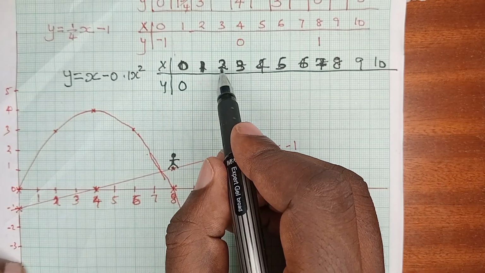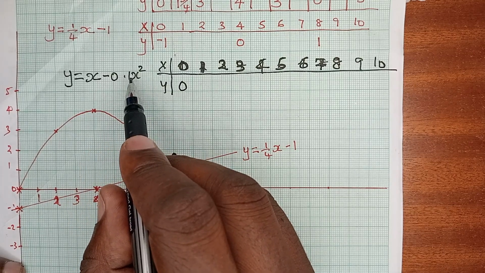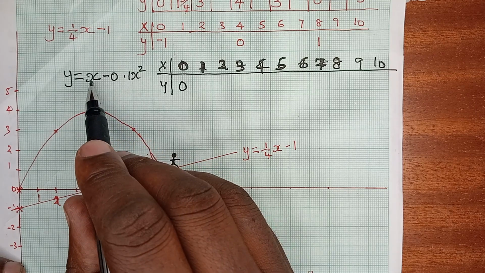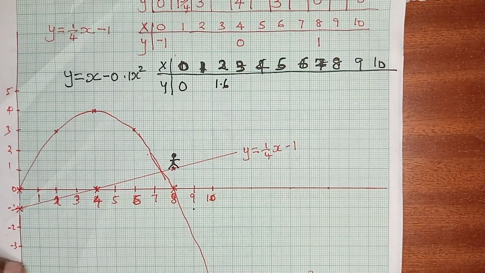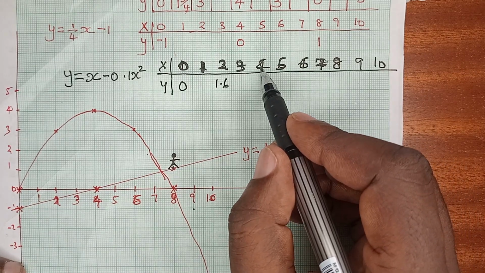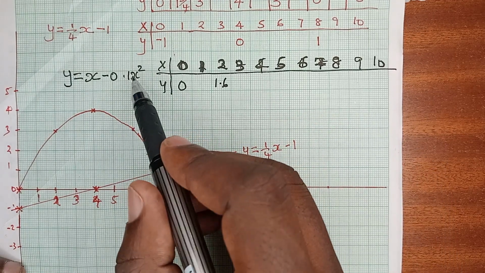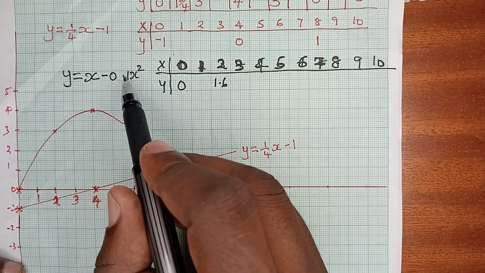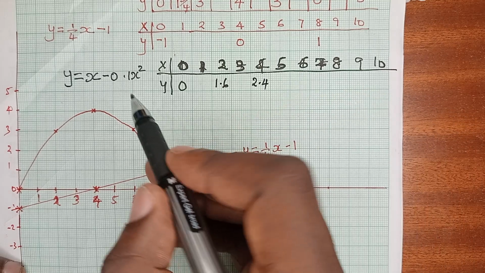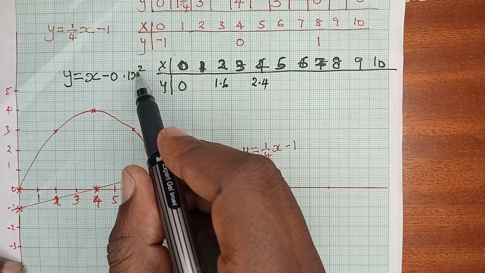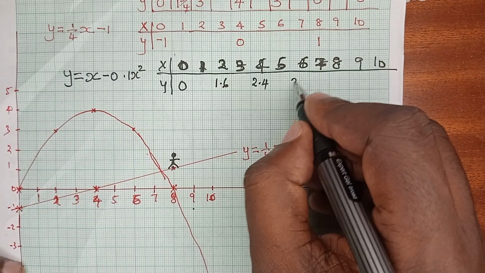What about when x is 2? When x is 2, we have 2. 2 squared is 4. 4 times 0.1 is 0.4. Then 2 minus 0.4 is 1.6. What about when x is 4? 4 squared is 16. 16 times 0.1 is 1.6. 4 minus 1.6 is 2.4. What about when x is 6? 6 squared is 36 times 0.1 is 3.6. 6 minus 3.6 is 2.4.